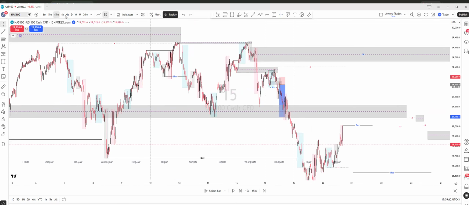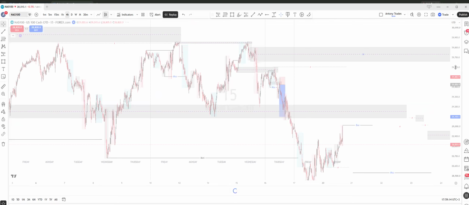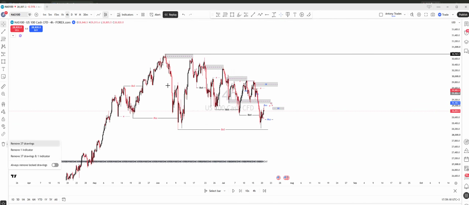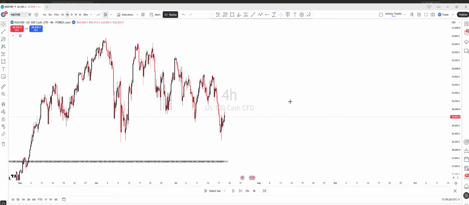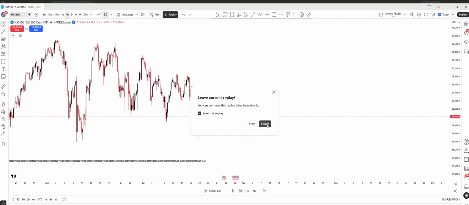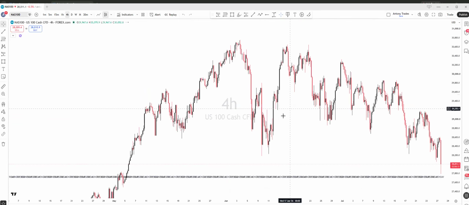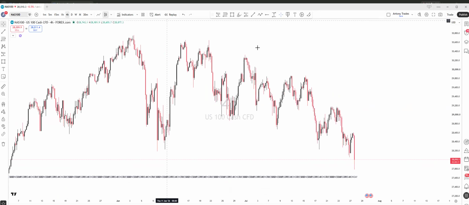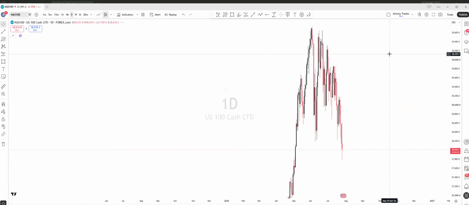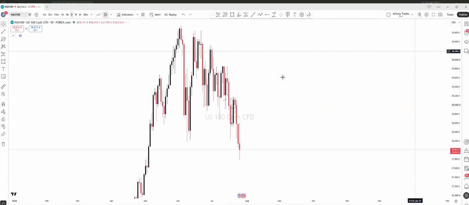So basically, I'm going to clean everything on my chart. Let's do this one together. I'm going to delete everything, then I will take you through that trade. So let's see the buyers here. The analysis was coming from the higher time frame, of course. So we have the daily time frame.